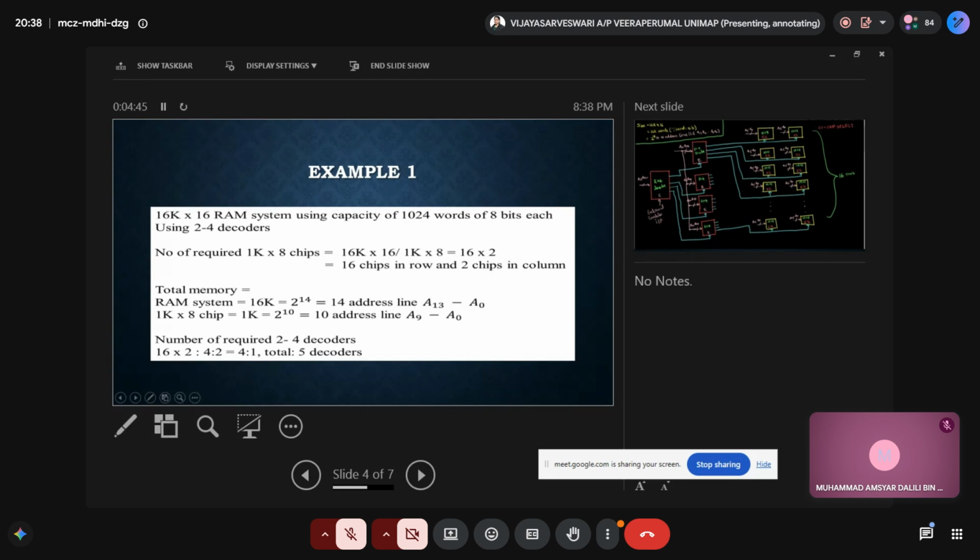Okay, so directly you go to our first example. Now, if you can see here, we have a 16K times 16 RAM system, using a capacity of 1024 words of 8 bits each, using 2 to 4 decoders. The number of required 1K times 8 chips.